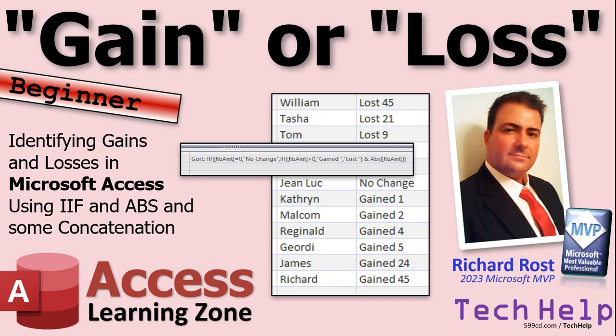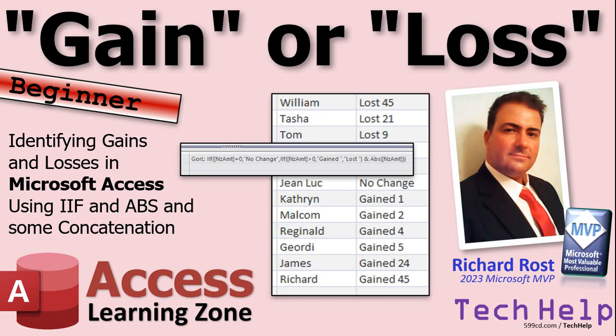Today we're going to talk about "gain" or "loss" in double quotes. I'll explain why in just a minute. We're going to identify gains and losses in your Microsoft Access database using IF and the absolute function. And maybe a little bit later on, I'll show you some other tricks too.